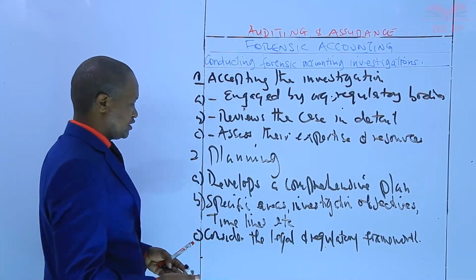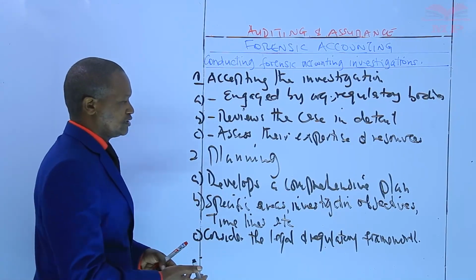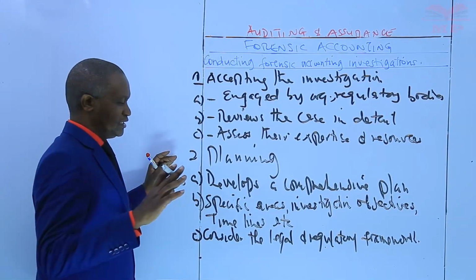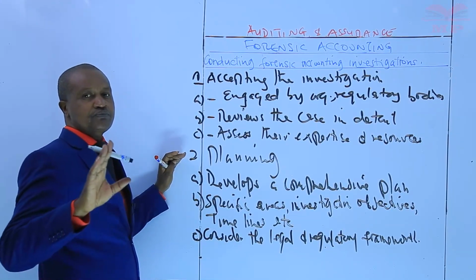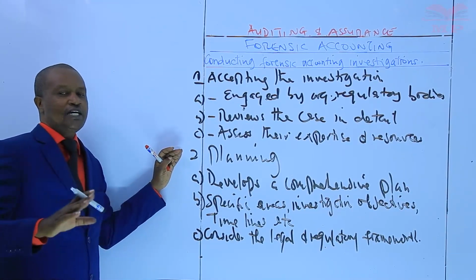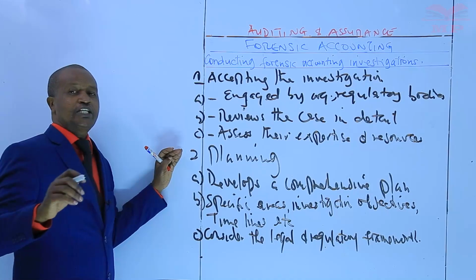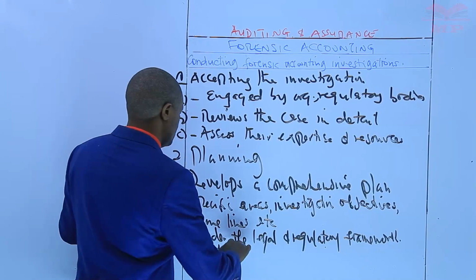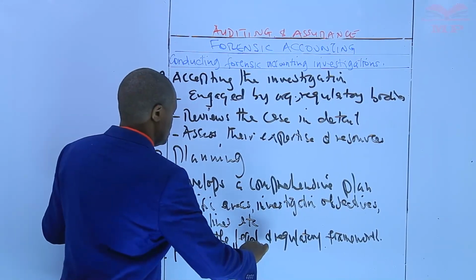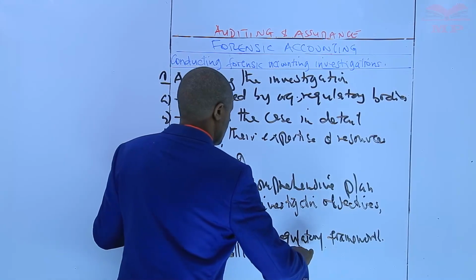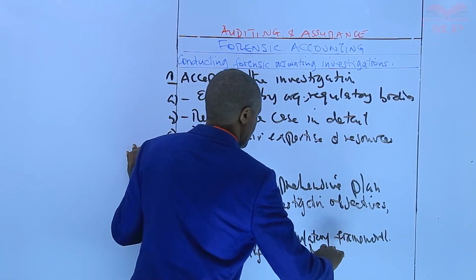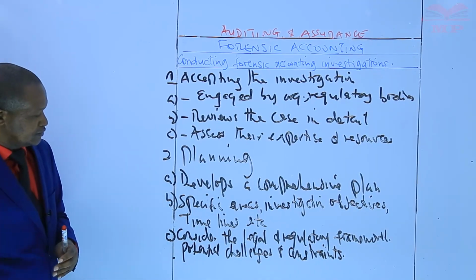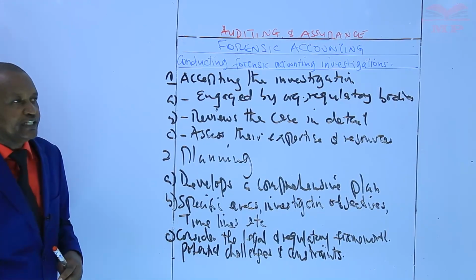Are there any constraints? Could there be legal constraints? So I should consider the regulatory and legal framework relevant to the case, as well as potential challenges and constraints. So that is C.